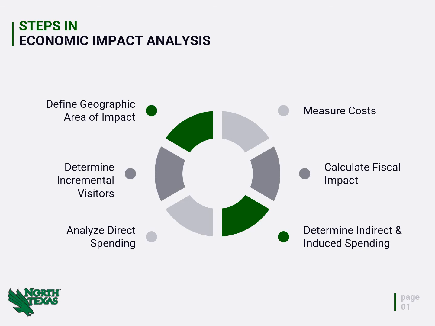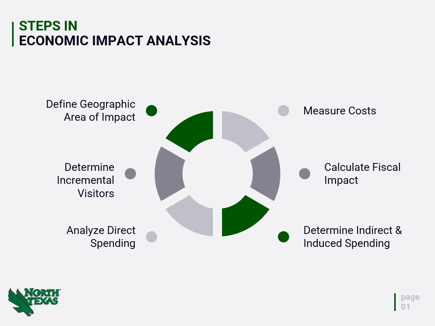Once we define the geographic area of impact, the next step is to determine incremental visitors. We have to define outside visitors and distinguish between visitors and local residents because the main focus of economic impact analysis is new money from visitors, not local residents. Then, the next step is analyzing the direct spending from incremental visitors by multiplying the estimated total number of visitors and the average spending per visitor.